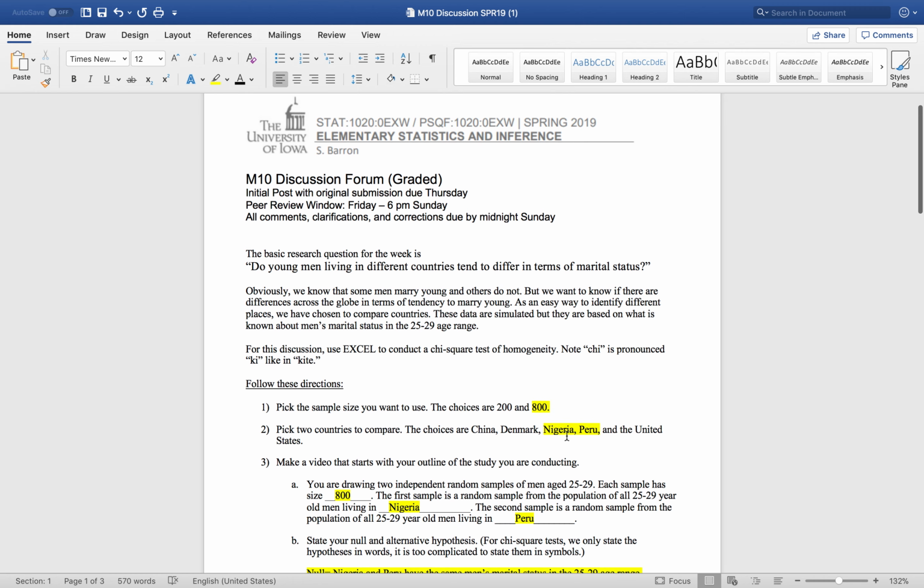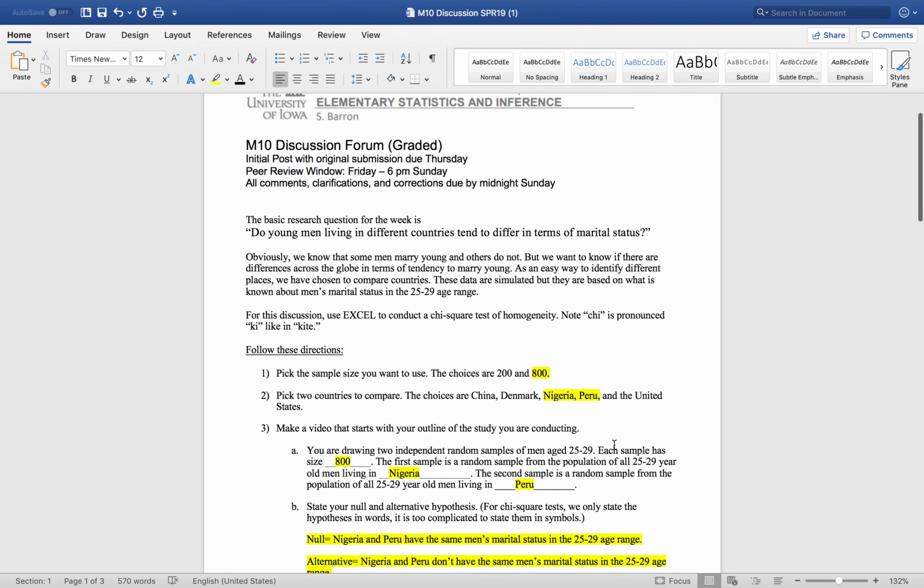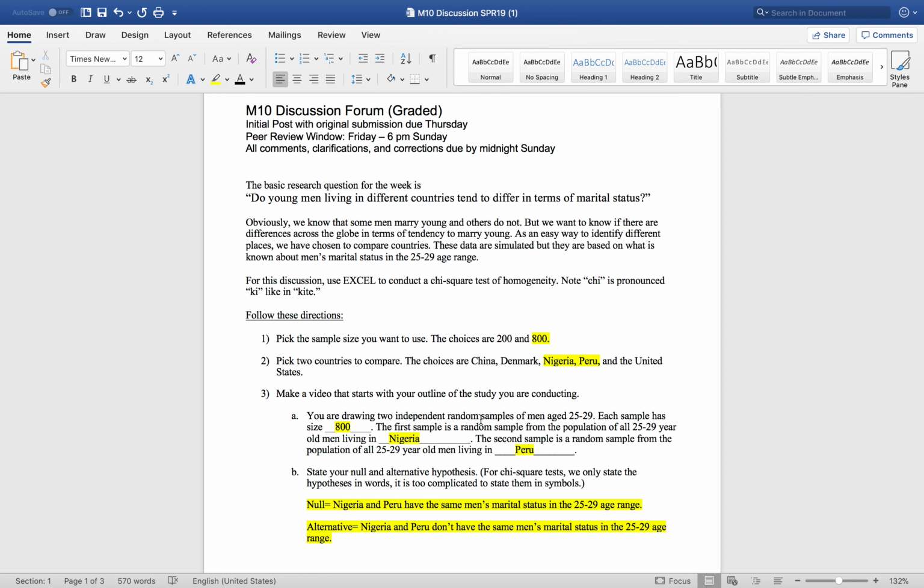For my module discussion 10, for my sample size, I chose 800. For the two countries to compare, I chose Nigeria and Peru. I said you're drawing two independent random samples of men aged 25 through 29. Each sample has size 800. The first sample is a random sample from the population of all 25 to 29-year-old men living in Nigeria. The second sample is a random sample from the population of all 25 to 29-year-old men living in Peru.